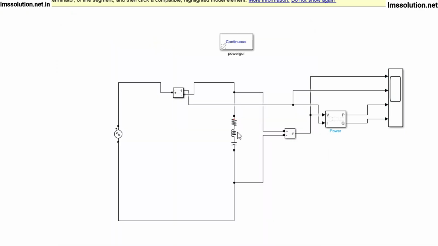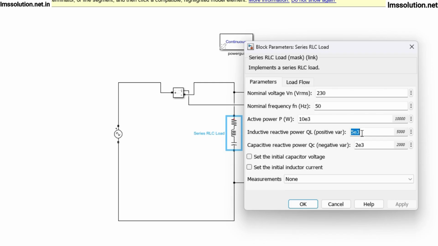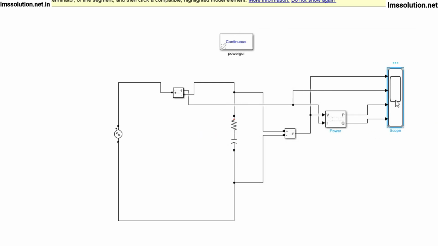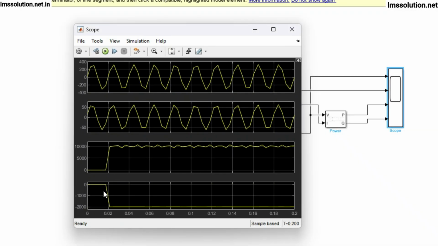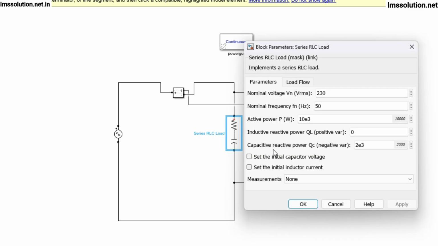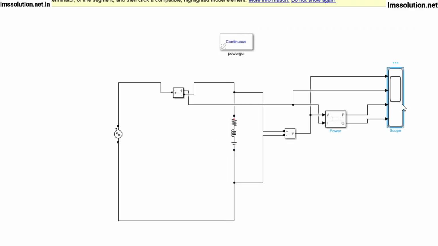Okay. So next I'm going for inductive reactive power 0, and then we have to check the result of the system. Now the reactive power goes in the negative direction. Okay. So what does it mean? The capacitive element is supplying the reactive power in the system. So that's why it's going negative. Okay. So now I'm going to add inductive reactive power of 2 kilowatt. Then we have to check the result.